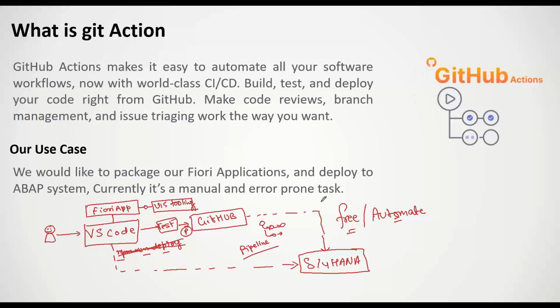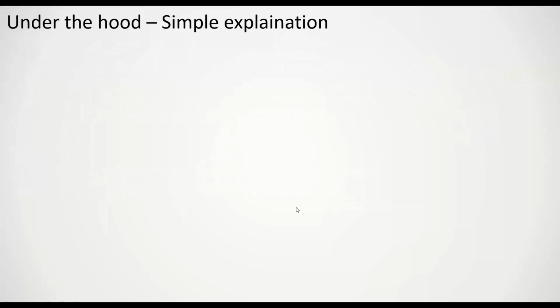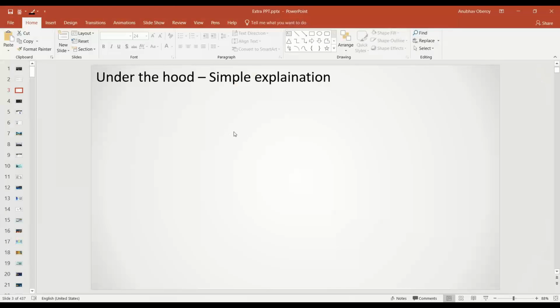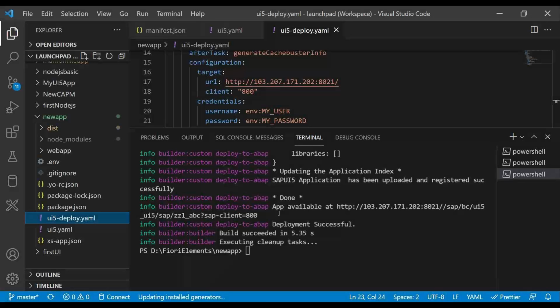So let's see what we are going to do now. What is the process? Let's first understand what we will achieve using Git actions. So I'll switch back. You can see this is my Fiori application built in our advanced Fiori training. It's a very simple app.